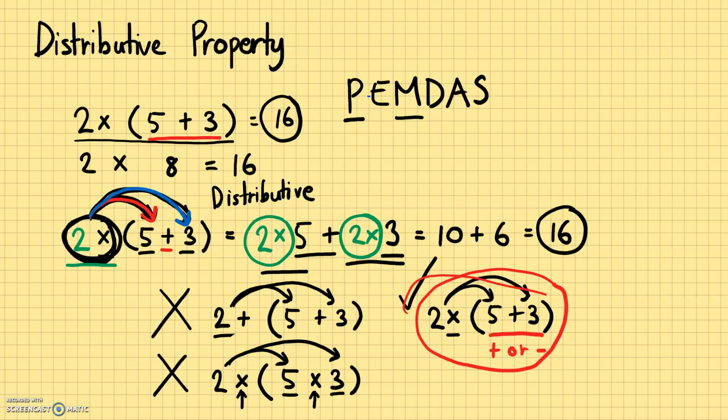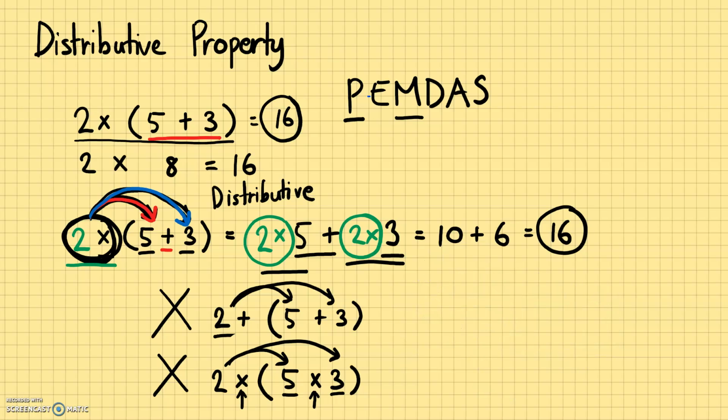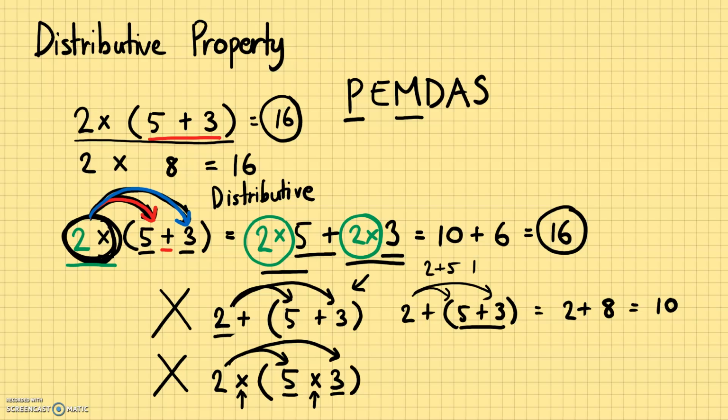If you have a question like this, so if you had 2 plus 5 plus 3, you can just simply add them. So that's going to be 2 plus 8, and then that's going to be 10. Notice if you distribute the 2 here, and do 2 plus 5 plus 2 plus 3, that's going to give you a bigger number. Right? That's going to be 7 plus 5 is going to give you 12, which is not the correct answer.